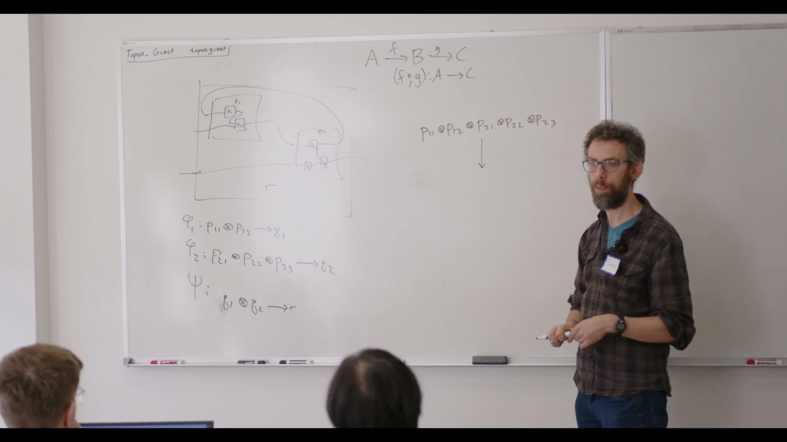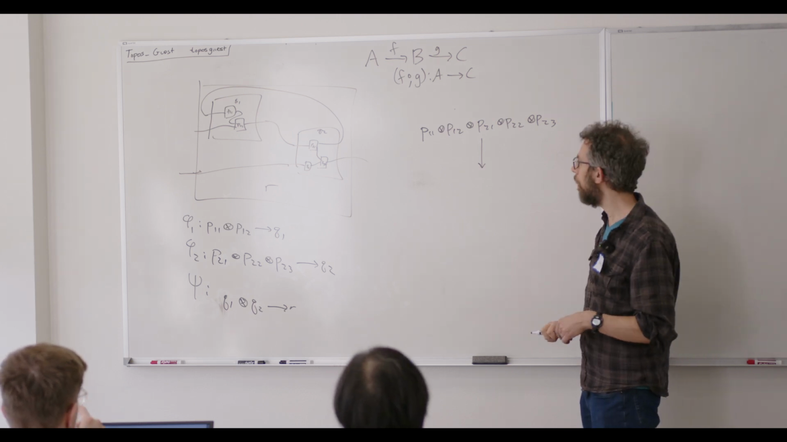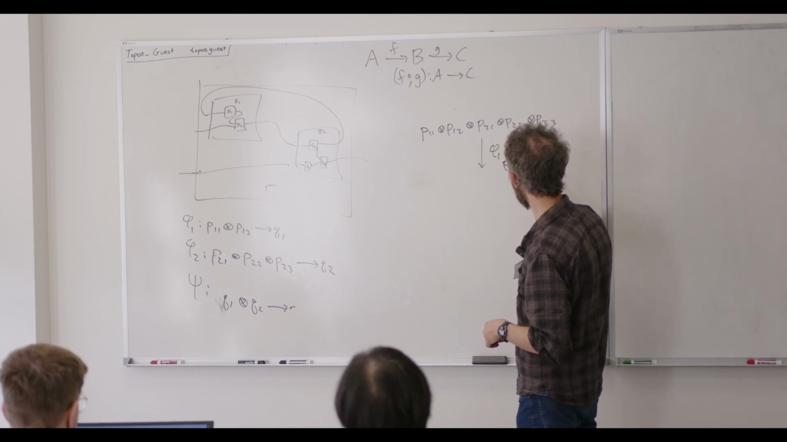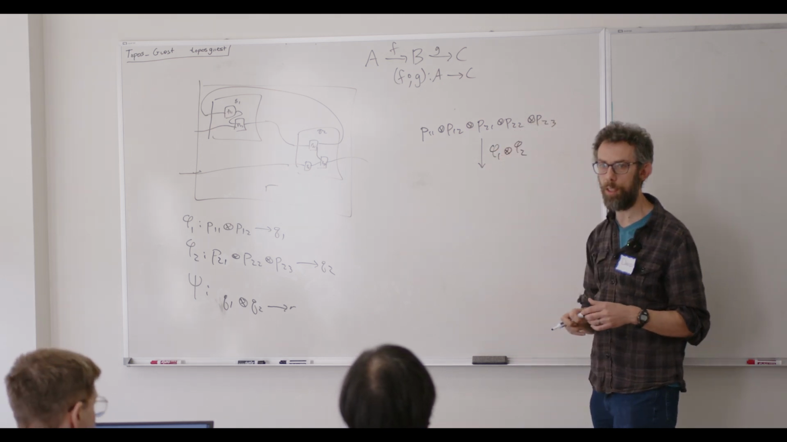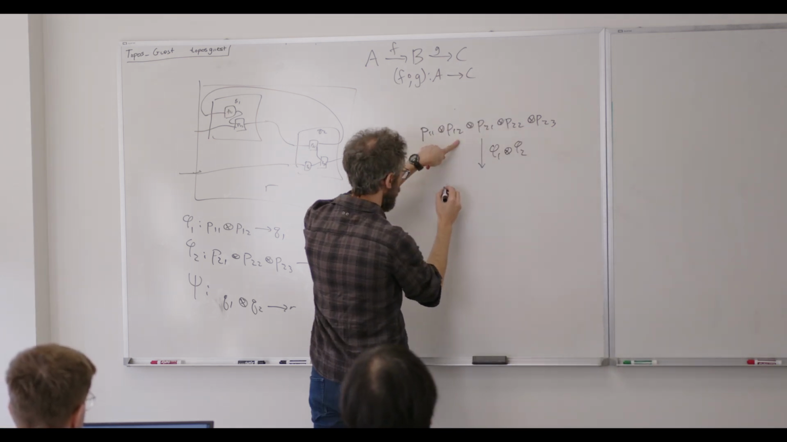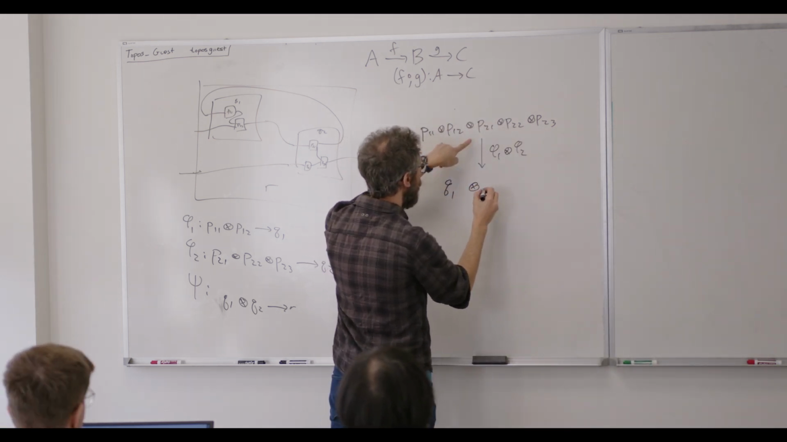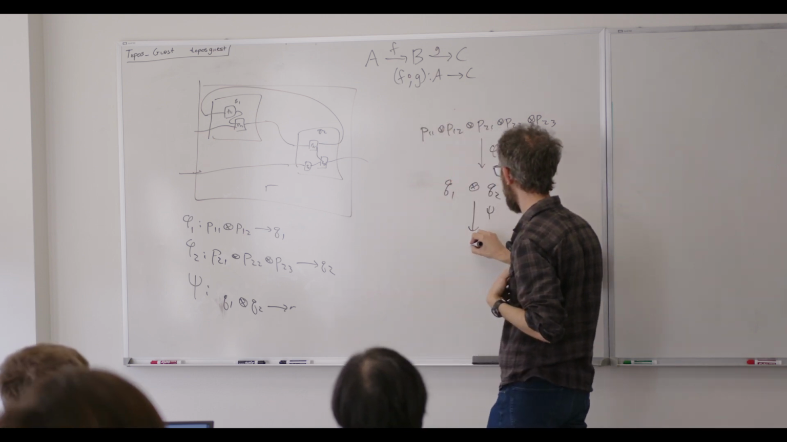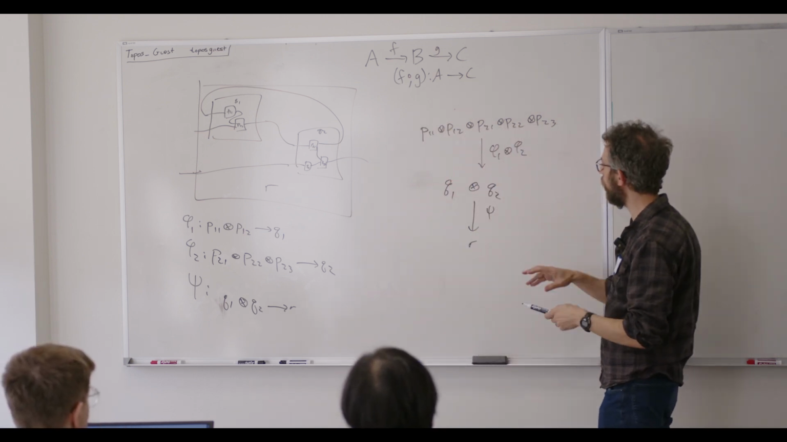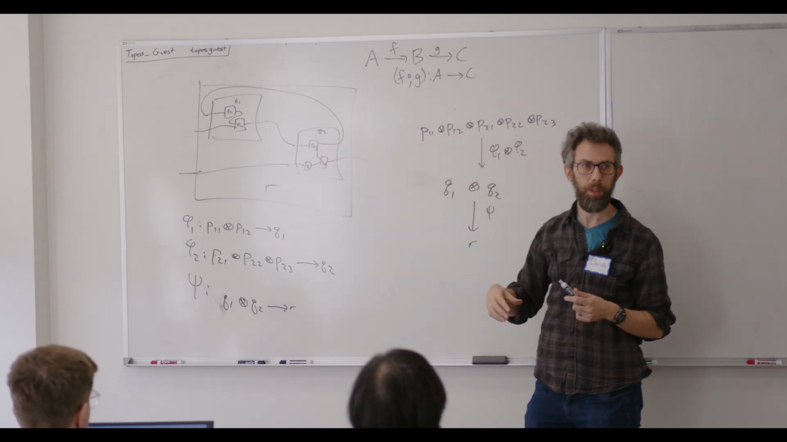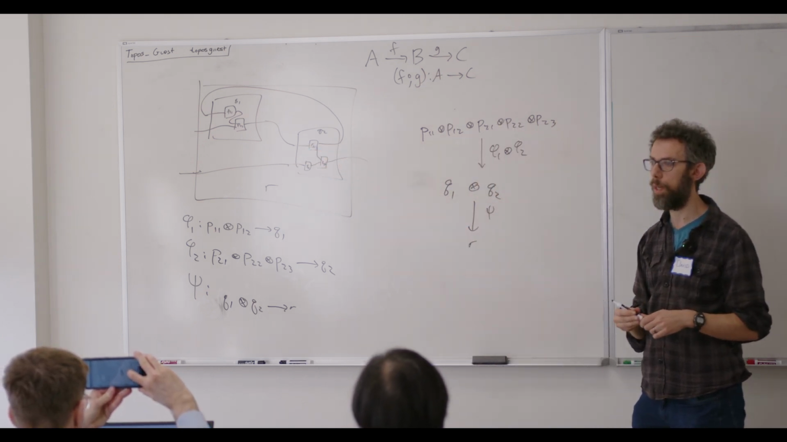Well, phi1 tensor phi2. When you have a monoidal structure, you can not only tensor objects, but also morphisms. So phi1 is a map from these two to Q1, and phi2 is a map from these two to Q2. And then we can just hit it with psi and get to R. Whatever you did, if you were trying this on paper in your own case, you'll get the thing that you're expecting. This will work.